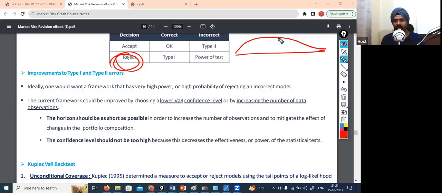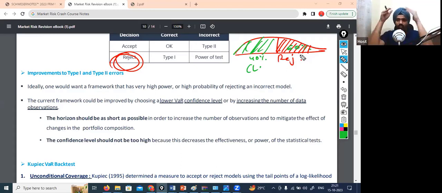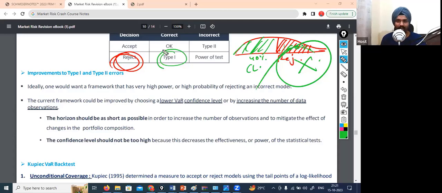Say, for example, this is my rejection region, and this is my acceptance region. Let's say the acceptance region is 40%, which is nothing but the confidence level, and this is a 60% rejection. So there is a high chance that whatever test statistic you use, it will fall in the rejection region and you will reject the model. Though you will make a type 1 error, at least you will be spared from committing a type 2 error.